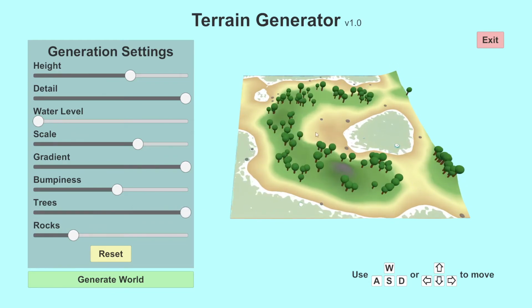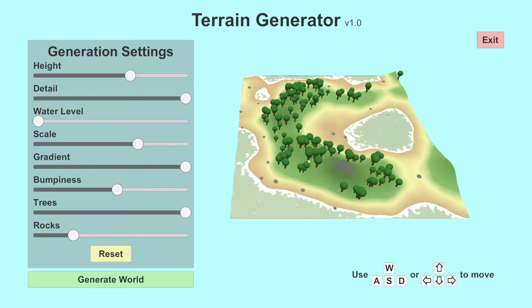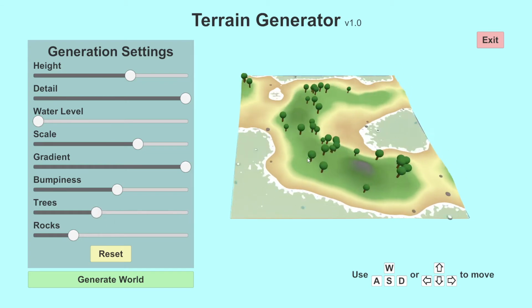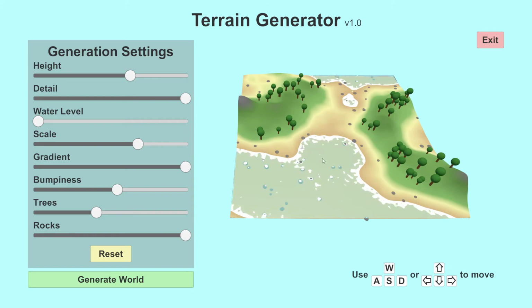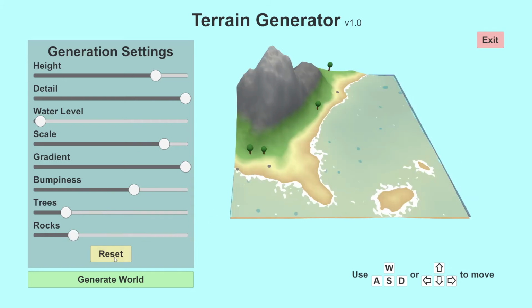We can adjust the number of trees, and as you can see, trees will only spawn on grassland. We can also adjust the number of rocks, and rocks will spawn on seabeds and beaches. There's a reset button which sets every slider to the default value, and these are just values which I think produce a nice looking world.